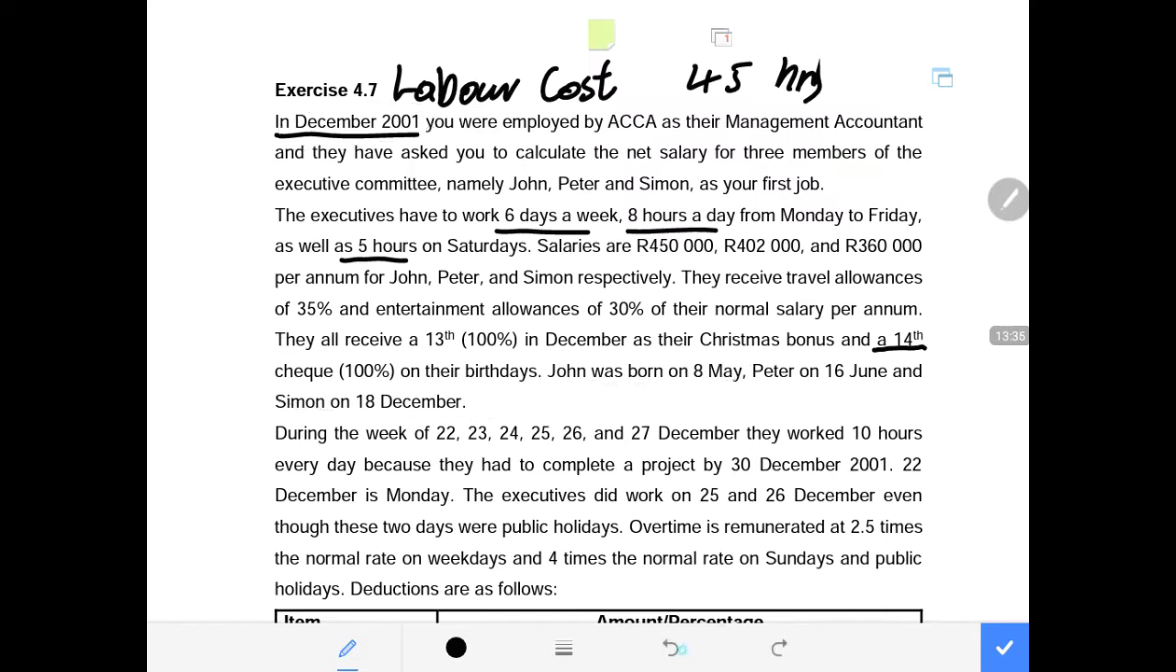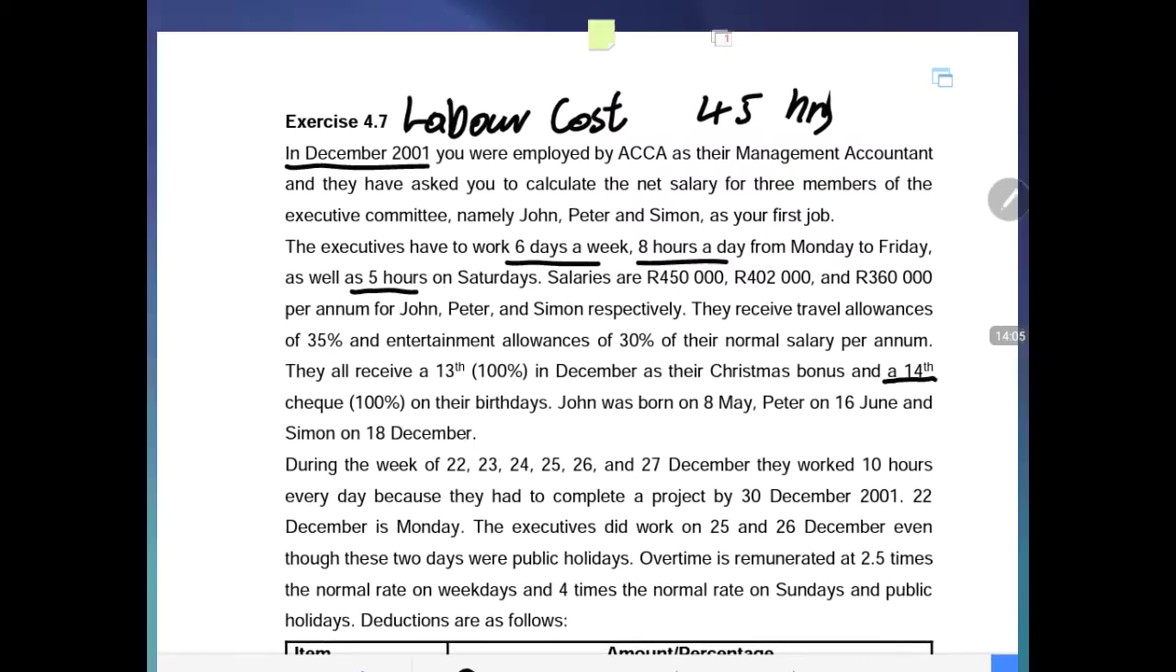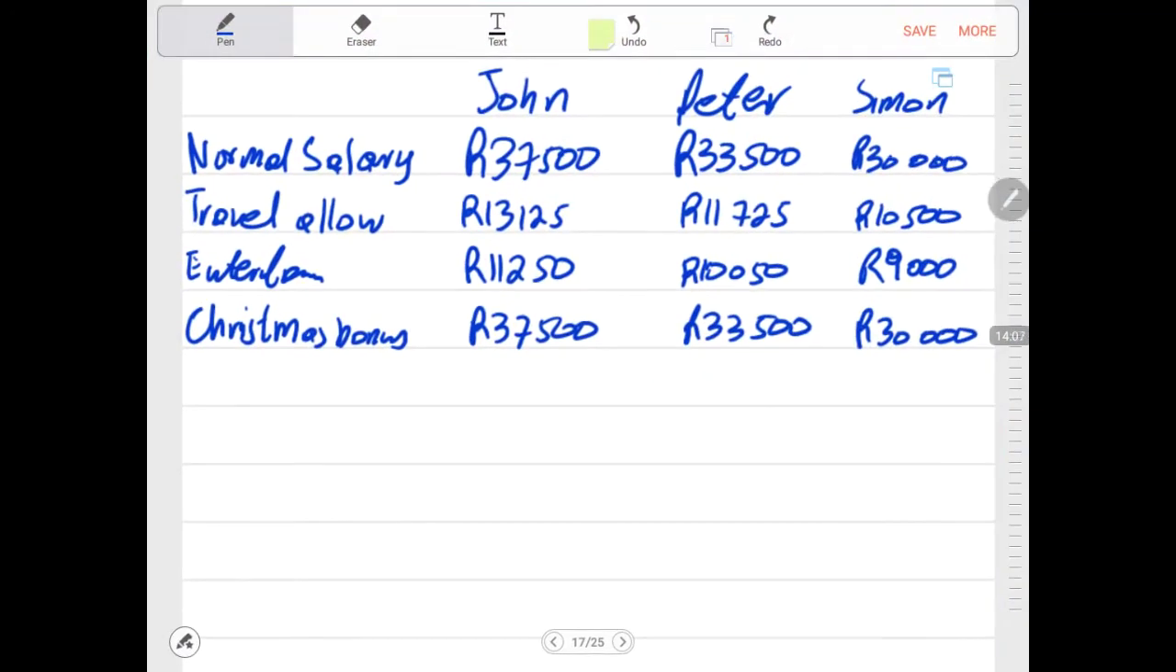Remember, we are doing the wage statement for the month of December. So that means John has already received his in the month of May. Peter is born on the 16th of June, and we are not doing June, we are doing the month of December. So Peter already in the current year has received his birthday bonus. Although Simon is awaiting in the good month of December, where there's a bonus, he is also getting the same salary, which is the 14th check. And that 14th check being equal to the birthday bonus, 30,000 for him. So he is really rejoicing in December.